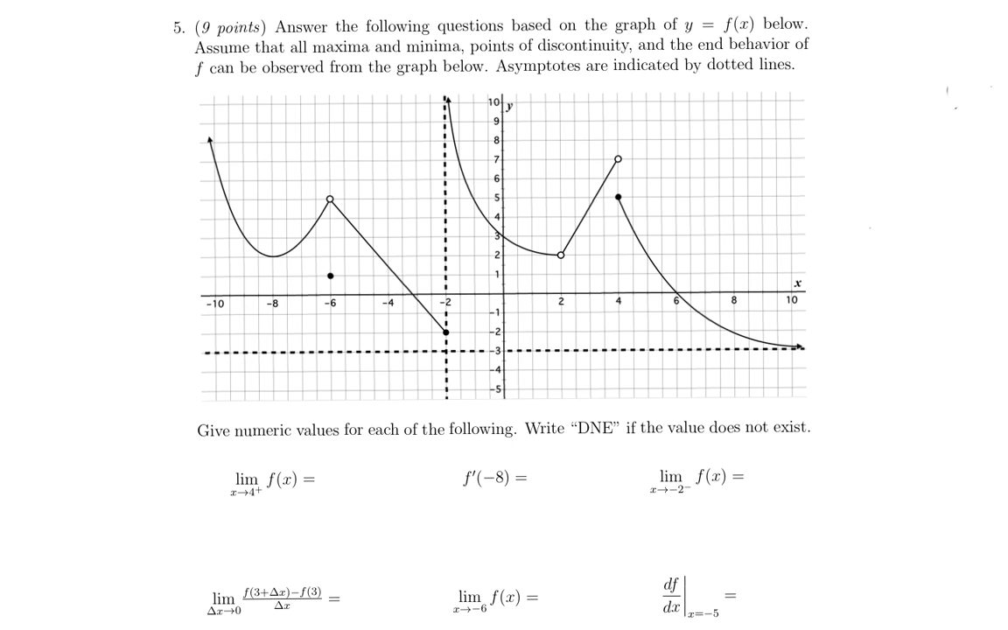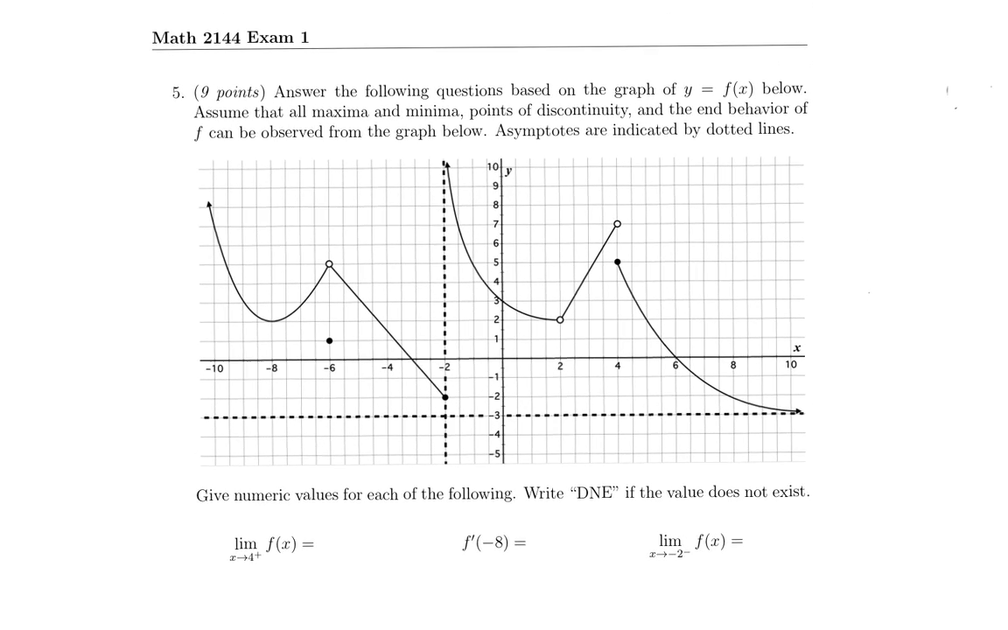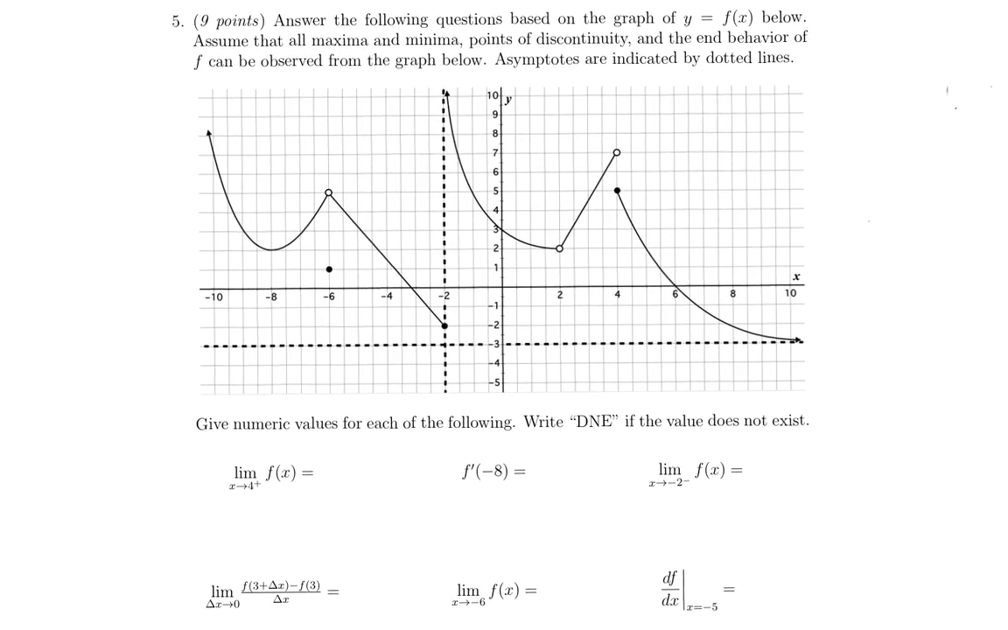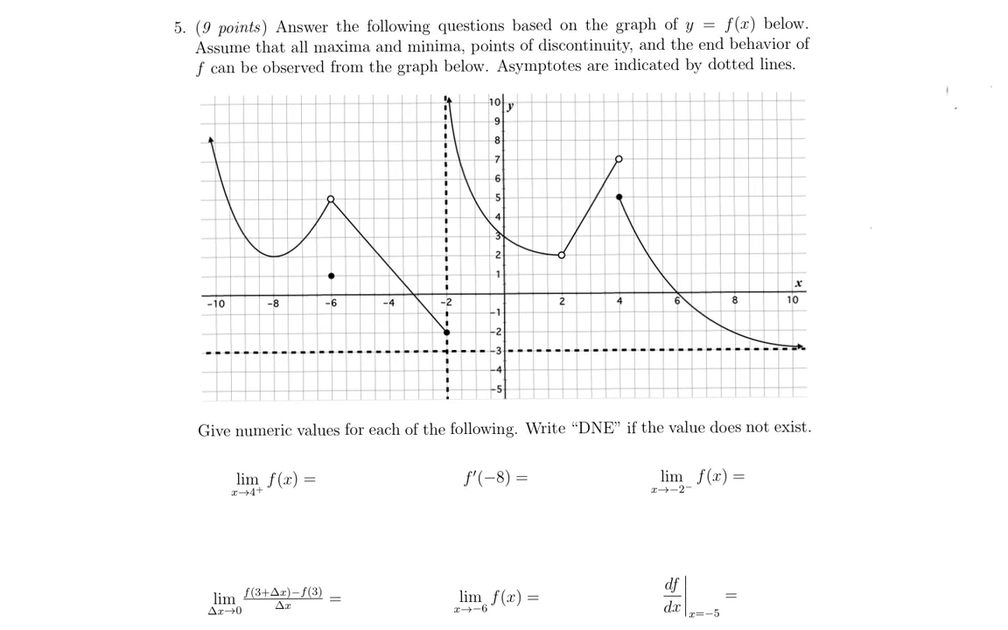Hello. Today we will be looking at Math 2144 Exam 1, Question 5, 9 points. What we're asked to do is give numeric values for each of the following using these assumptions up here, which you can read if you so desire. But we're going to go ahead and get started.